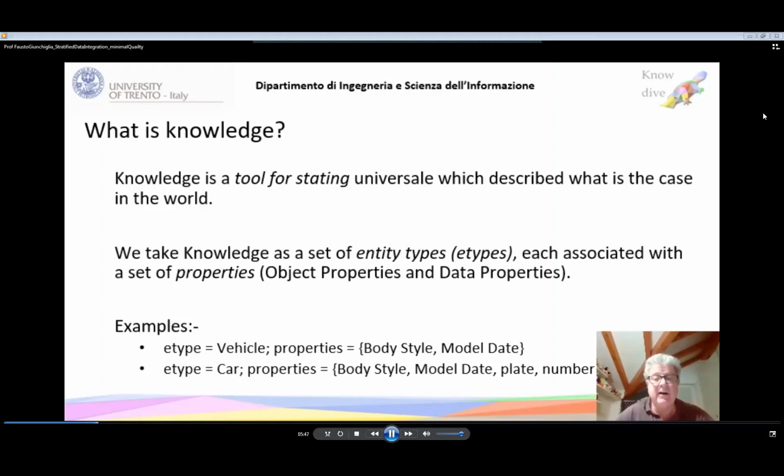So the entity type car, and what is an entity type car? The entity type car is a set of cars. An entity type semantically is a set of instances. How do I describe an entity type car? I can describe it as a set of properties like the body style, the plate, the model date. But then we also have another entity type, which is vehicle.